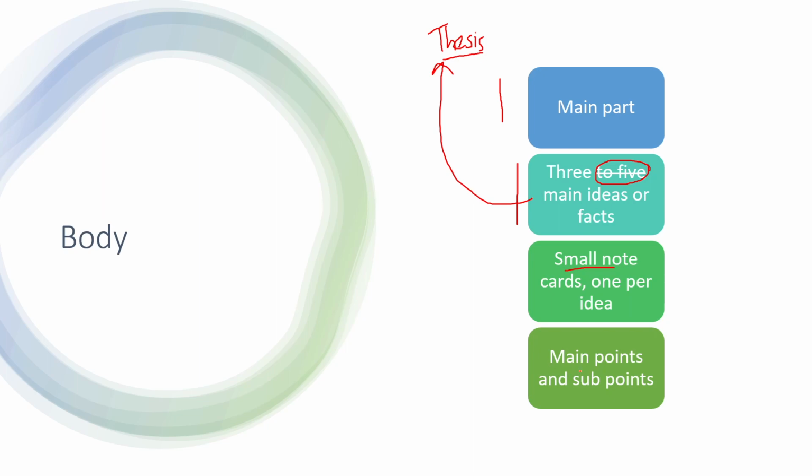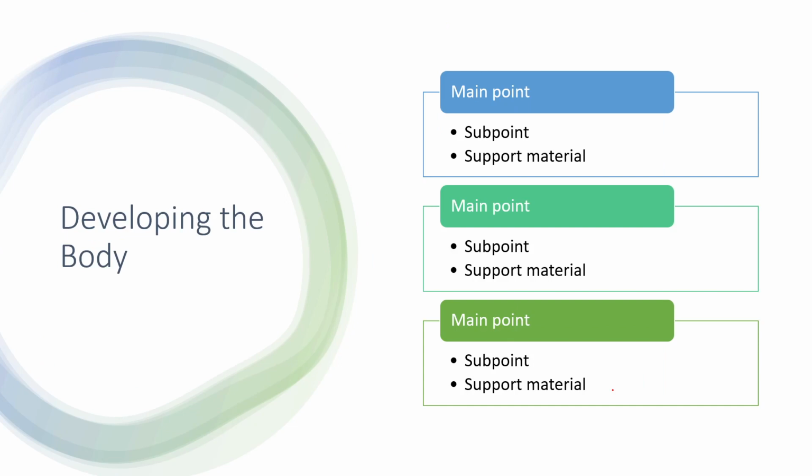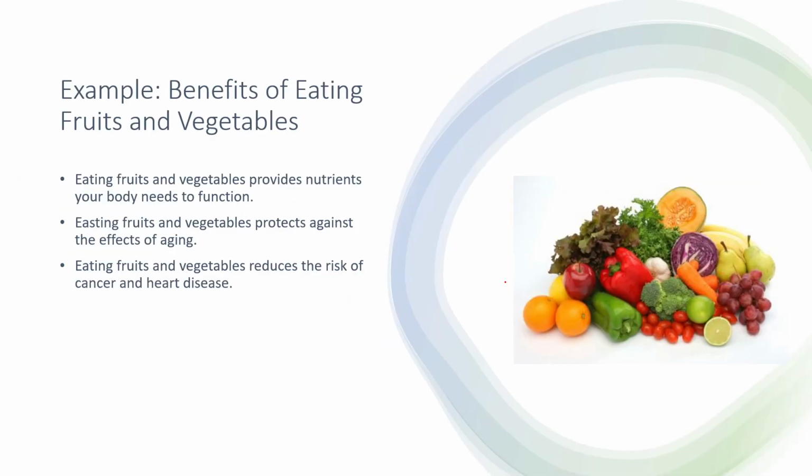And then each main topic you can go into subpoints. Okay. So this is the structure that we want to have: 3 main points and the subpoints and support material, and so on. Okay. So let's look at examples. For example, take the theme as benefits of eating fruits and vegetables.